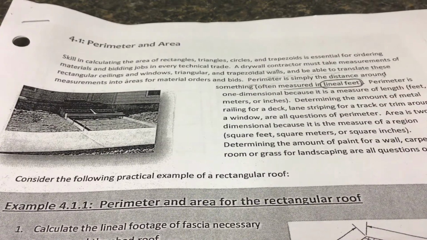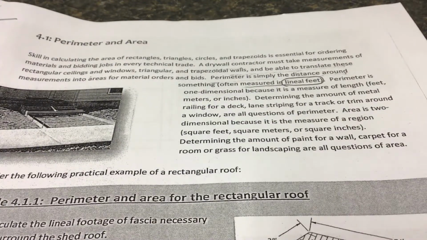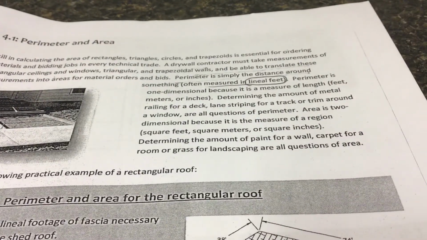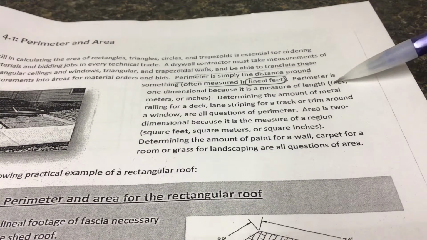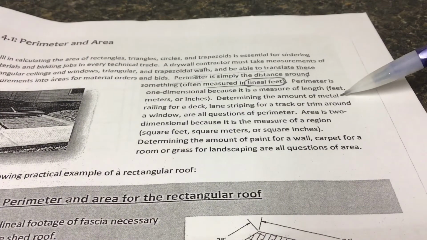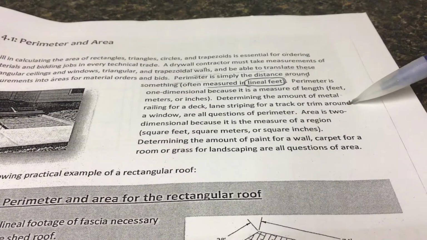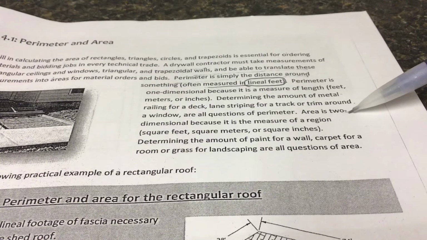So when you hear the word perimeter and the word lineal feet, you should assume that those are the same thing. Perimeter is one-dimensional because it's the measure of length. For instance, the amount of metal railing that you need for a deck goes around the outside. Lane striping or trim of a window or baseboard.